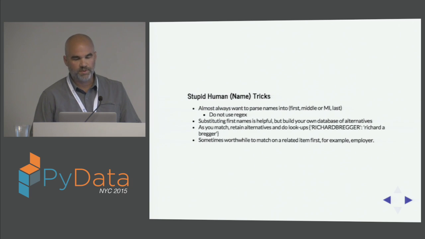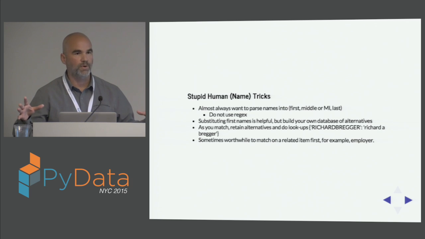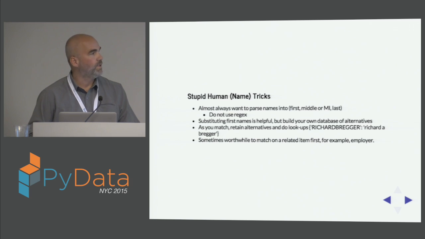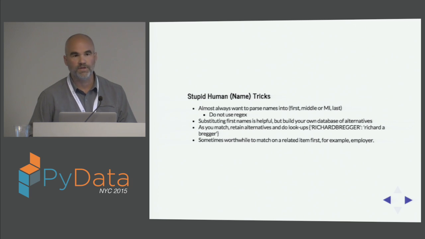So just some advice on human names. If they come in your data source as a single string, you almost always want to parse them out. It's easier to compare things that way. Based on my own experience, don't try to use a regex to do that because you will go insane. If you're trying to be really precise, substituting first names is a useful thing to do. One warning there is that there are databases of first name alternatives on the internet. I would not start with those. Sometimes they'll have 200 alternatives for a first name, and that will just blow things up for you.